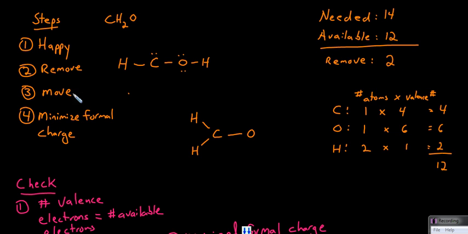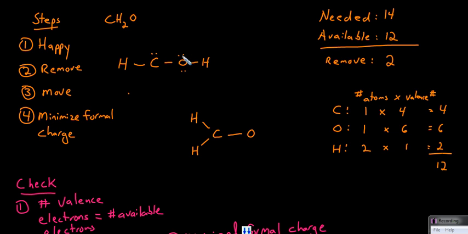Now we need to move electrons so that each element has a filled valence shell. Now you can see that this hydrogen still has a filled valence shell. There are 2 valence electrons around it. This oxygen also has a filled valence shell. There are 2, 4, 6, 8 valence electrons around it. But this carbon does not have a filled valence shell. There are only 2, 4, 6. It needs 2 more electrons, so we need to move electrons towards it.